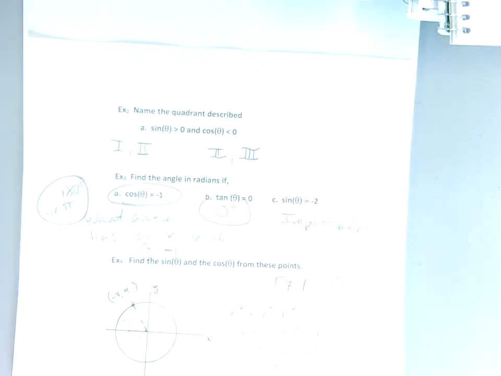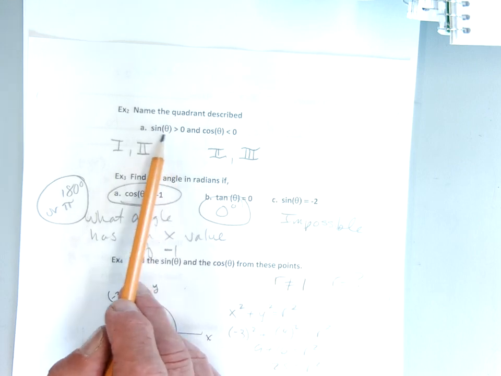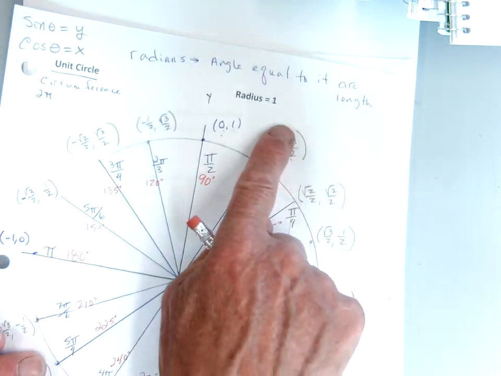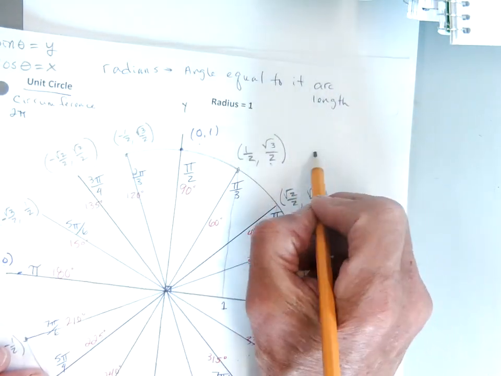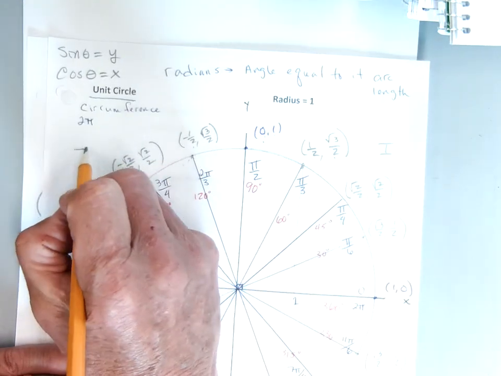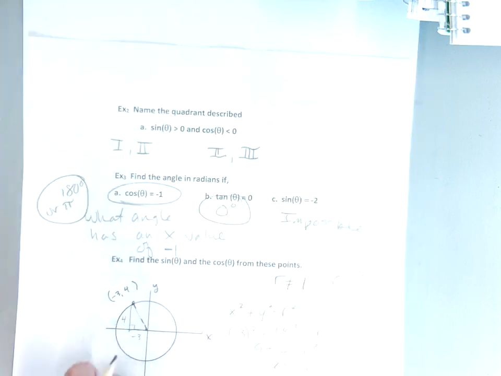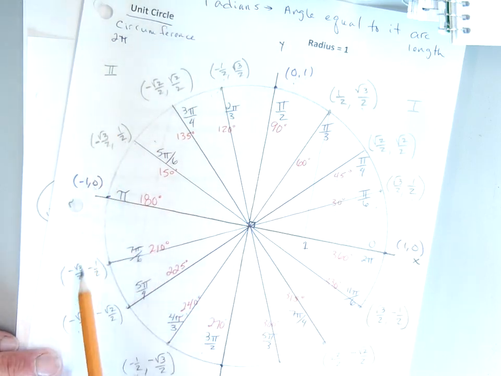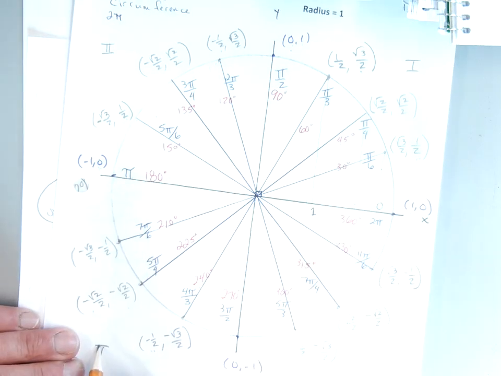Turn the page. Now to ask a question. When is sine positive? Sine is the y value. It's positive in quadrants 1 and 2. When is cosine negative? Well, cosine is the x value, and it is negative in quadrant 2 and in quadrant 3.